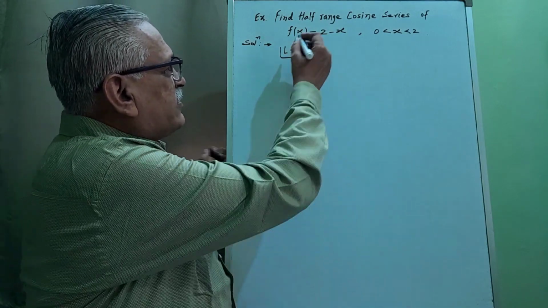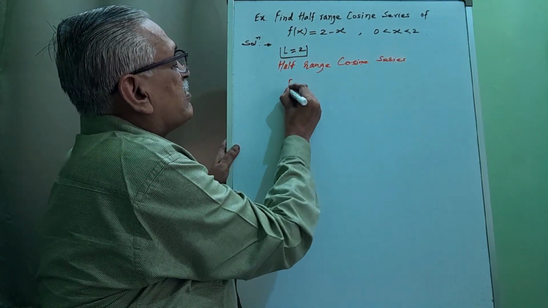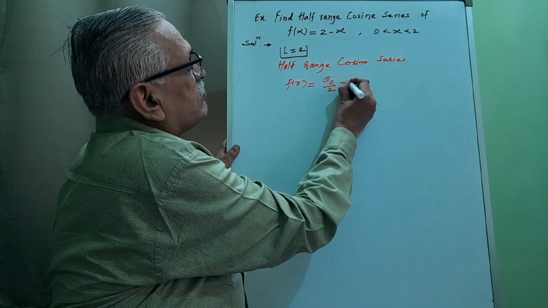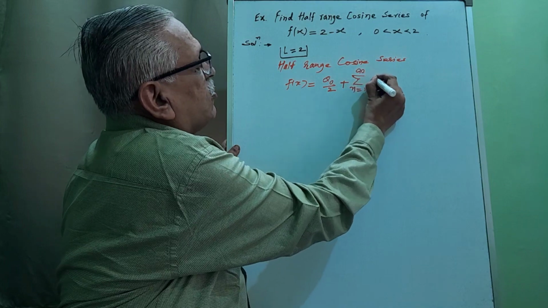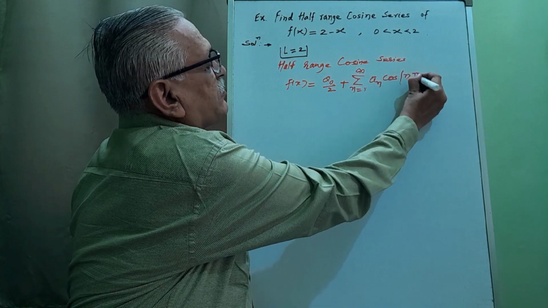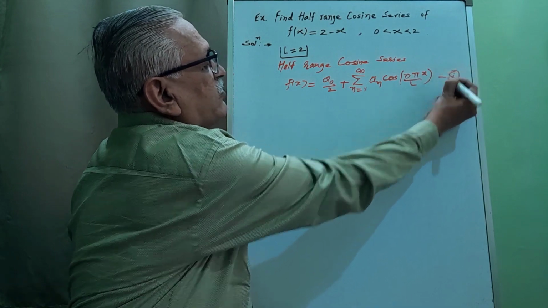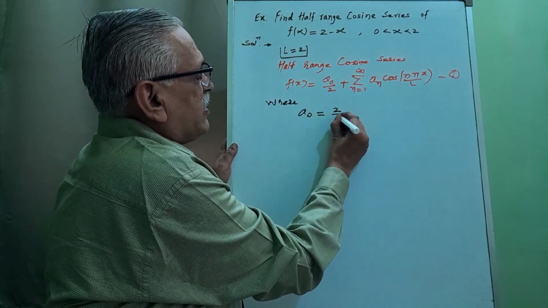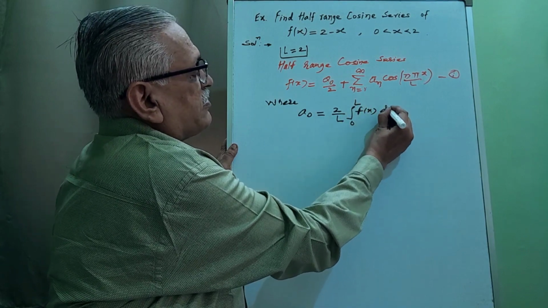Therefore, here that half range cosine series is given by f of x is equal to a0 by 2 plus summation from n equal to 1 to infinity of an cos n pi x by L. We call this equation 1, where the value of a0 is obtained by the formula 2 by L integration from 0 to L f of x dx.